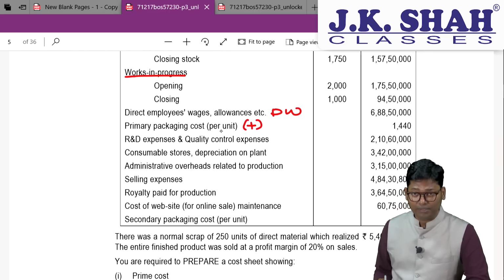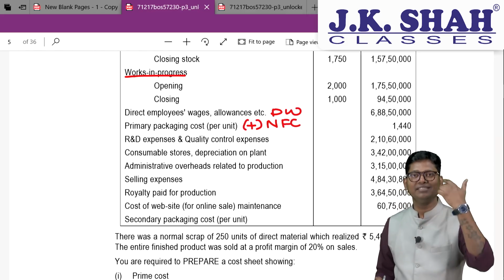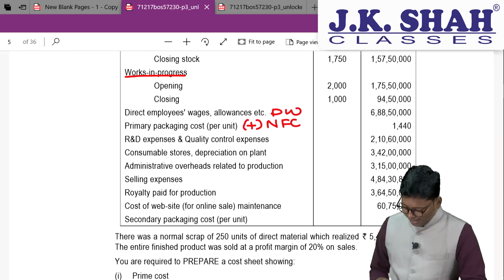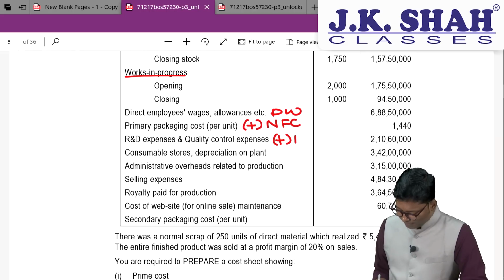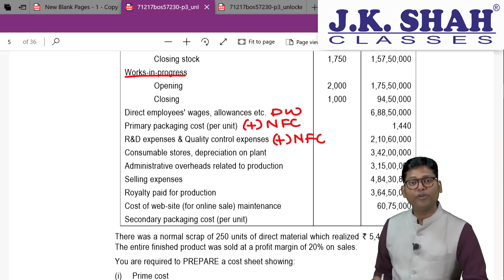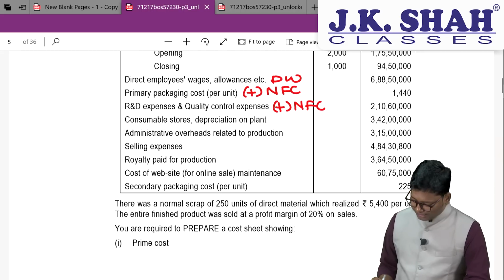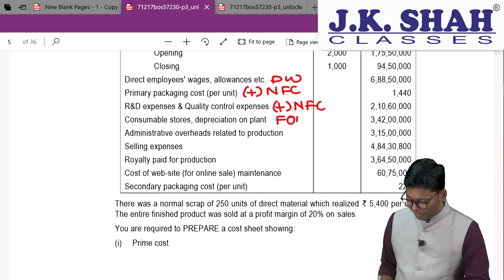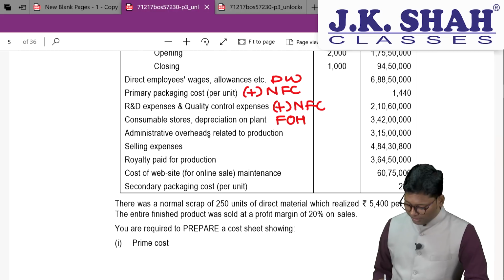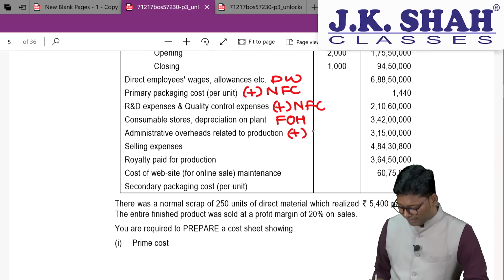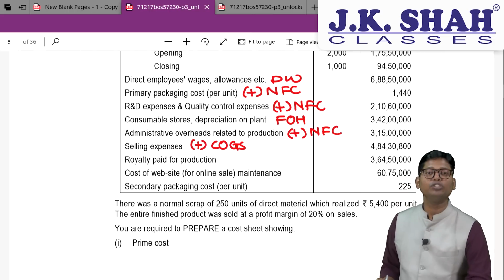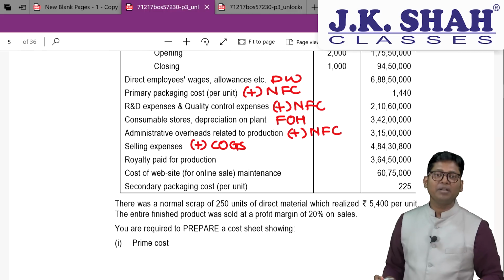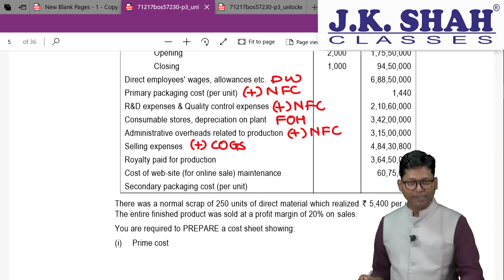It is given on per unit basis. It is always to be added to net factory cost after research and development and quality control. Research and development and quality control expenses are to be added to net factory cost. Consumable stores, then depreciation on plant is a kind of factory overhead for us. Administrative overhead related to production, we always add to net factory costs. Selling expenses are given. These selling and distribution expenses are to be added to cost of goods sold. You must remember the format of cost sheet to get this accurate.